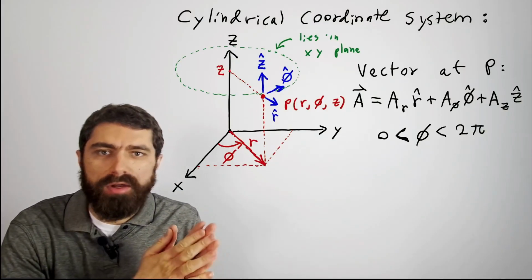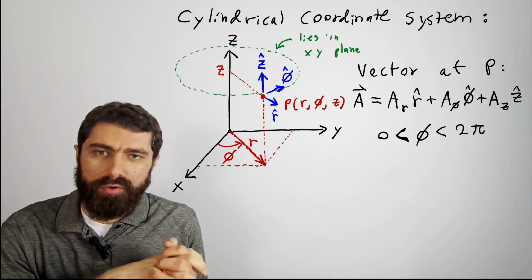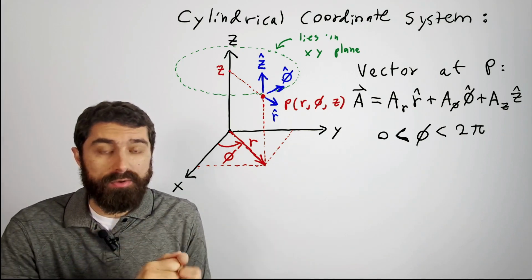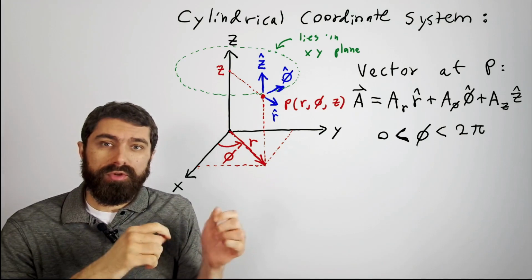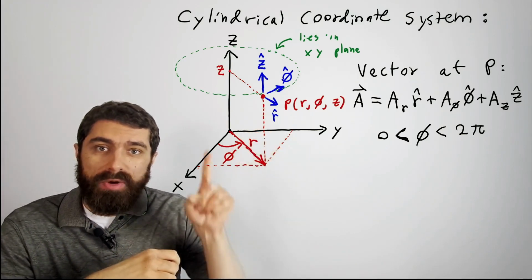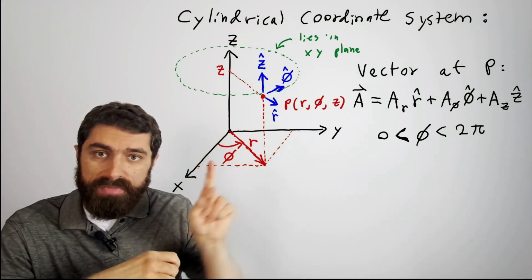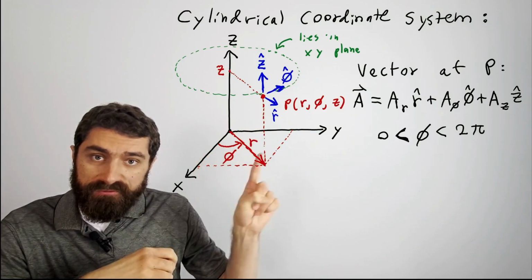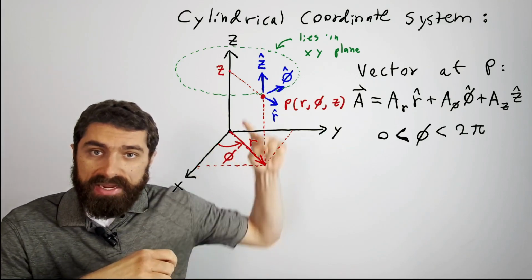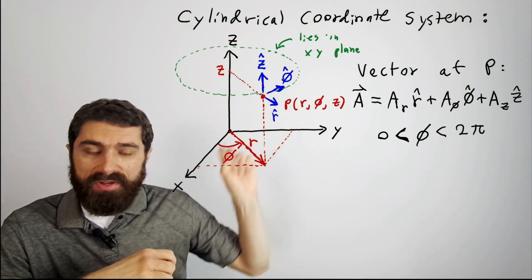All right, let's talk about the cylindrical coordinate system. Unlike the Cartesian coordinate system, where you designate a point by just specifying x, y, and z components, with the cylindrical coordinate system, you specify a point P in space with a distance r here, lying in the xy plane, an angle phi here, which can be from 0 all the way to 2 pi, and a height or distance z here. So that's how you specify the point.